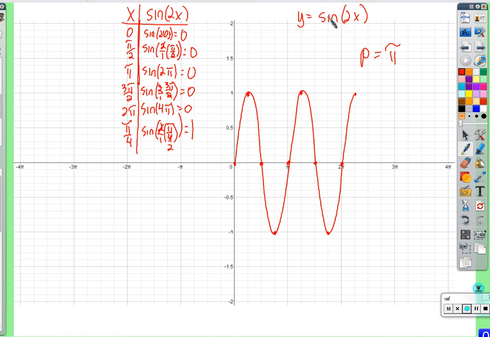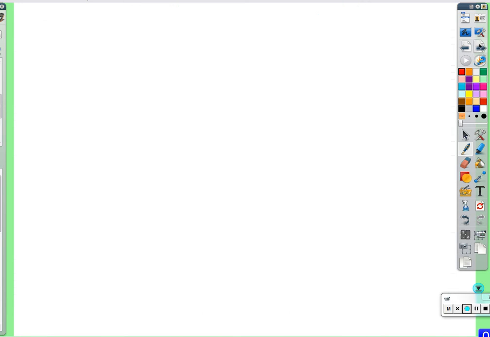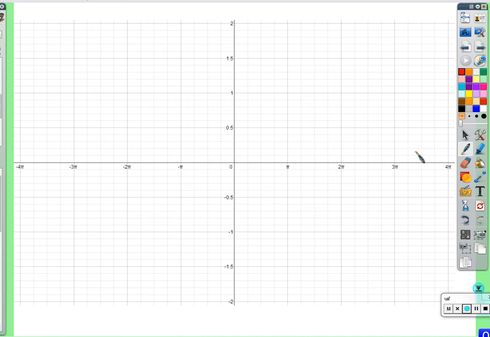Okay, let's try doing something else. Let's try making the period bigger than 2 pi. And let's do it with the cosine. So what would you propose we do if we're going to make the period bigger than 2 pi? 0.5 instead of 2? Let's try that. 0.5, I'm going to write 1 half. I like fractions. 1 half times x. Cosine of 1 half times x.